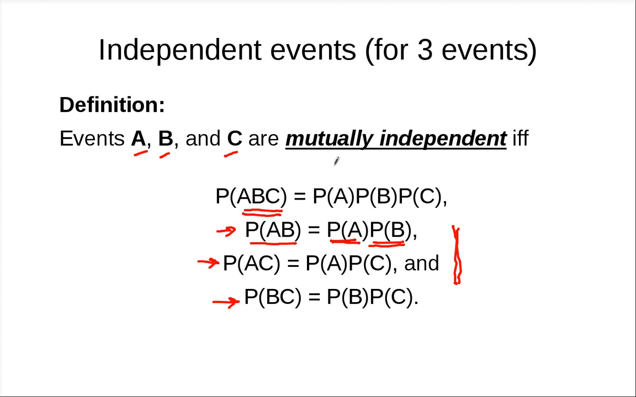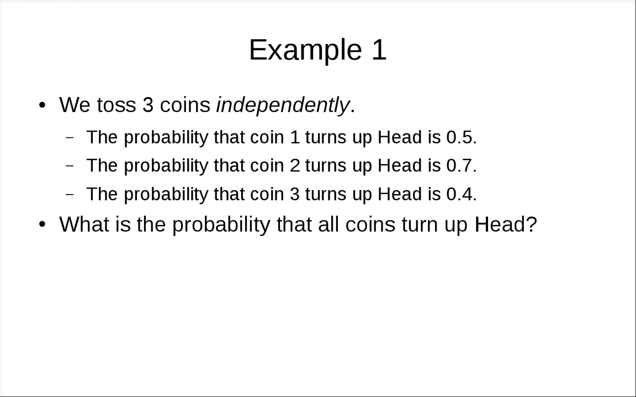Okay, so let's look at the first example. If we toss three coins independently, and we know that the probability that the first coin, coin one, turns up head is 0.5, the probability that coin 2 turns up head is 0.7, and the probability that coin 3 turns up head is 0.4, what's the probability that all the coins turn up head? So how are you gonna compute this?